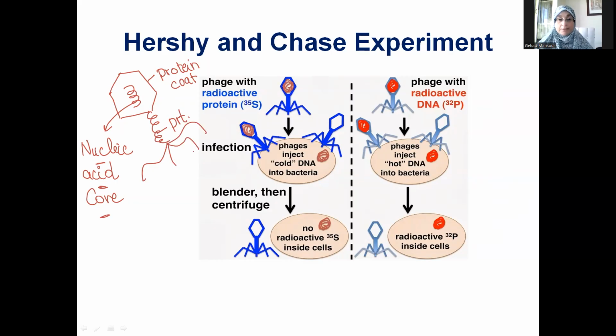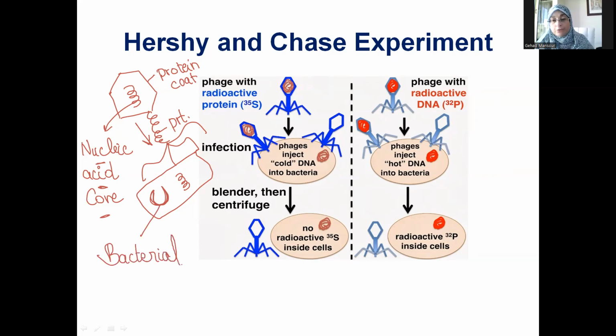So what happens is that the virus adheres to the bacterium, and then it starts to inject, like a syringe, its DNA inside the bacterium. So now inside the bacterium, we have two types of DNA: the bacterial DNA and the viral DNA.